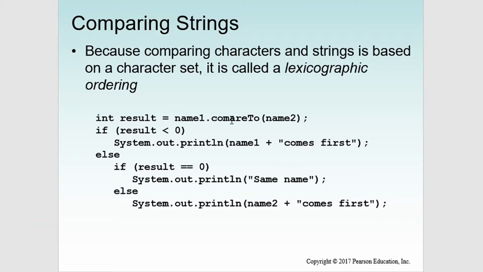So here they're calling compareTo, and they're storing the result into an integer, and they're checking to see if the integer is less than 0. If the integer is less than 0, then name1 comes first. If it's not less than 0, then they're checking to see if result is equal to 0. If it is, then the two are the same. If it's not, then name2 comes first.